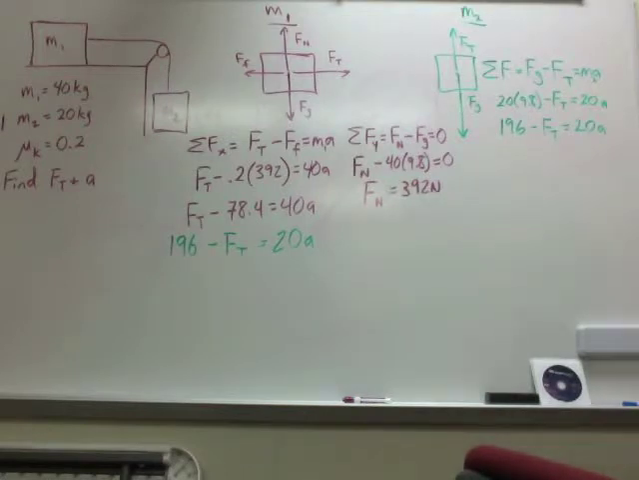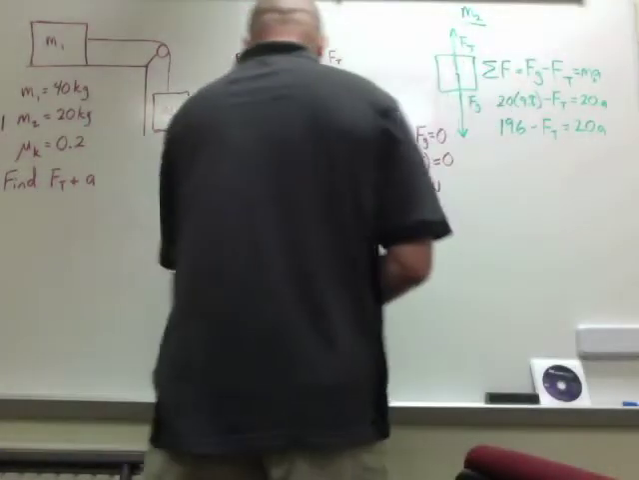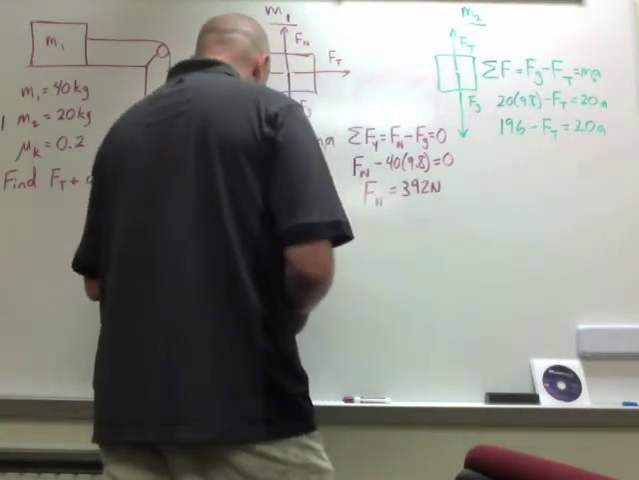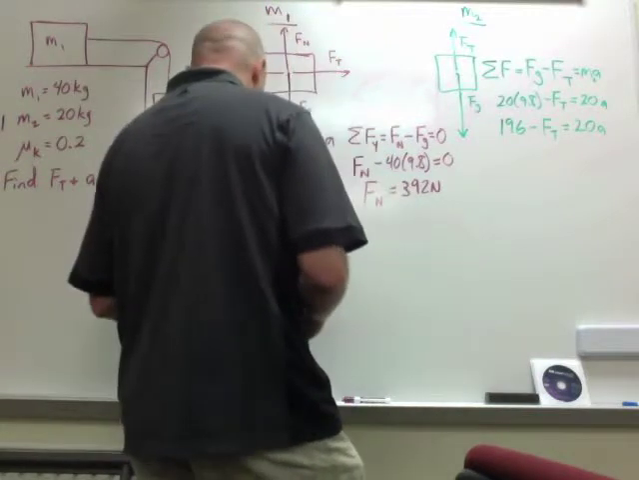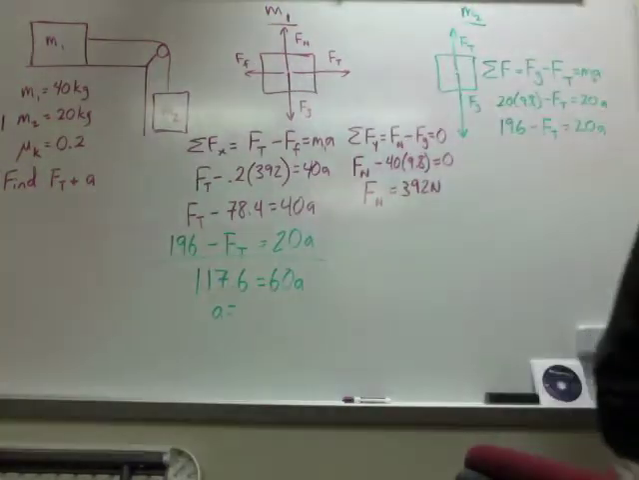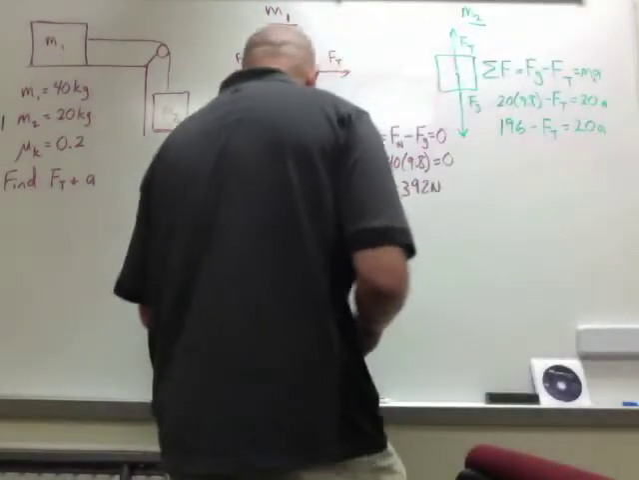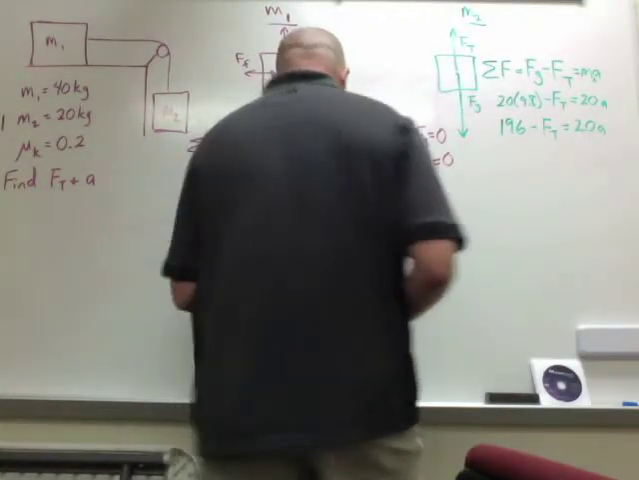196 minus 78.4, and I get 117.6, so I get 117.6 equals 60A. So then if you solve that for A, 117.6 divided by 60, a little bit less than 2, is 1.96. So A is 1.96 meters per second squared.